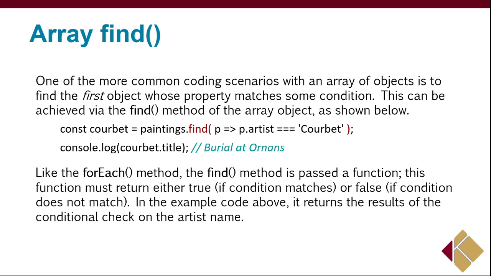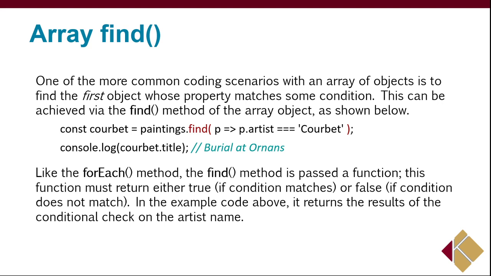Like it says down here, the find method is passed a function. This function has to either return true or false. So basically, if it matches, do this. If it doesn't match, do this. In the example above, in the one we were talking about, it returns a result of if that artist name exists in the array.